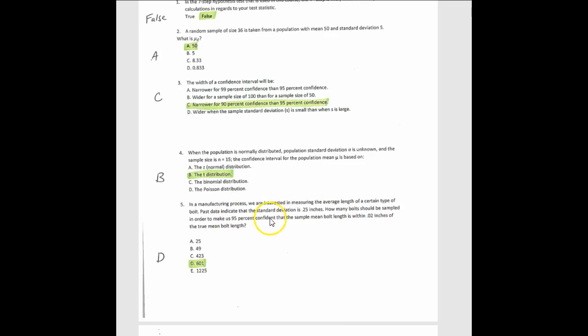Past data indicate that the standard deviation is 0.25. So this speaks to a population standard deviation, not a sample standard deviation. That's important. Okay, so right off the bat we know this is going to be us trying to find sample size, which means it's an n equals formula. And we know it's going to be z-based because we have a known standard deviation.